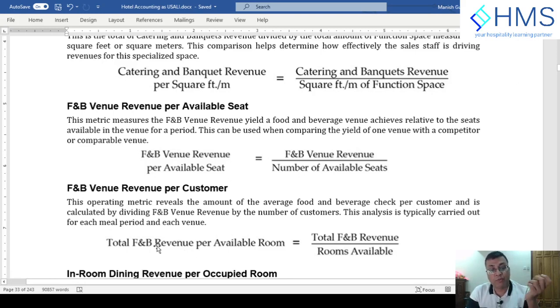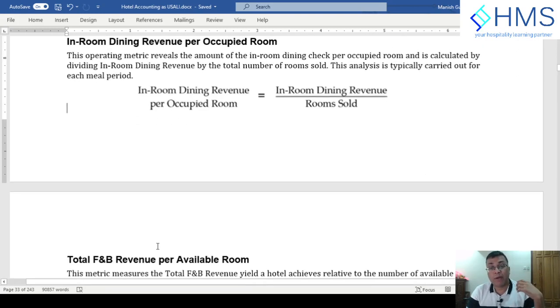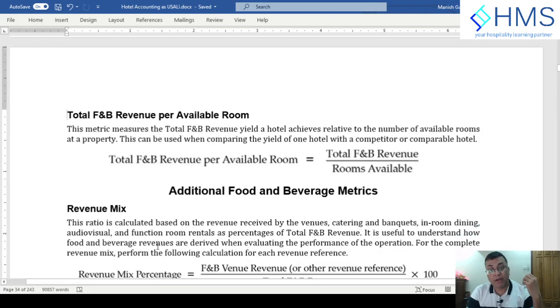Then you have in-room dining per occupied room. Again, it is the same logic. Because the per occupied room is there, you may want to compare how much revenue we are able to capture per room sold. Then you have per available room.